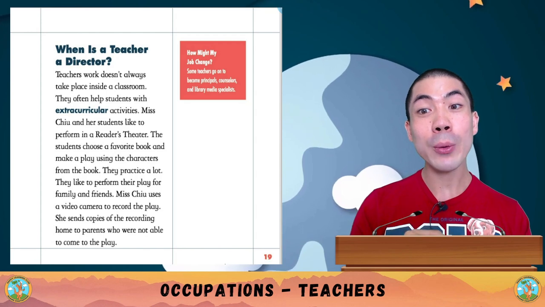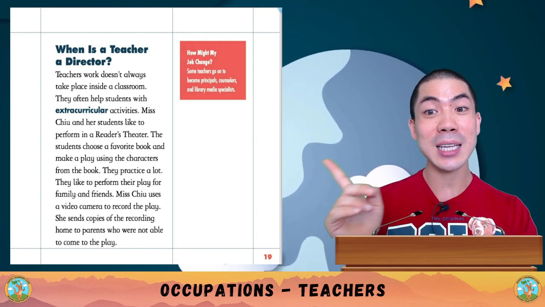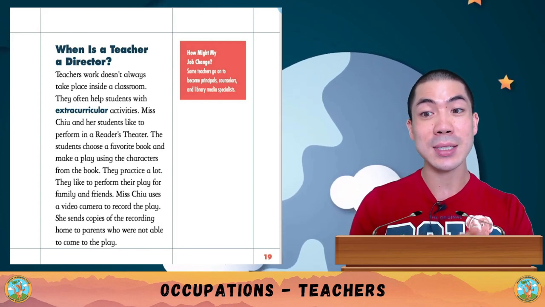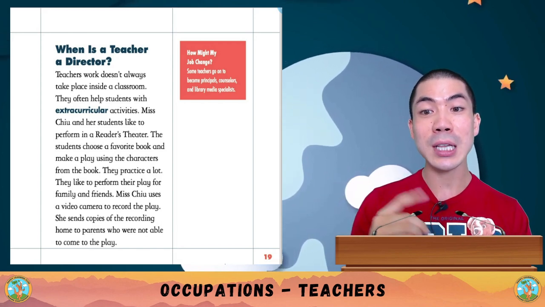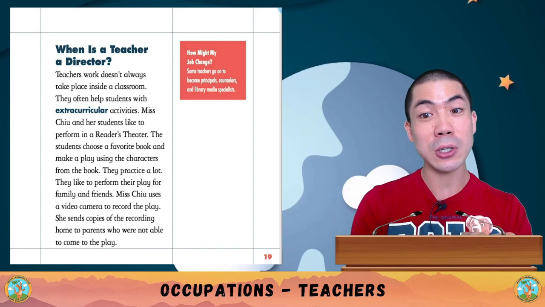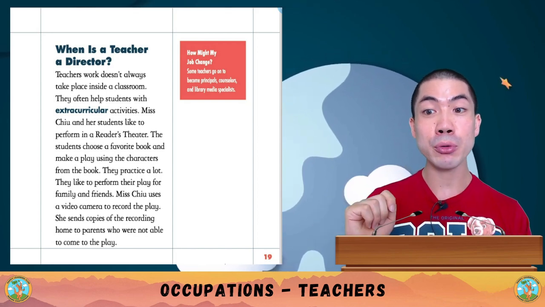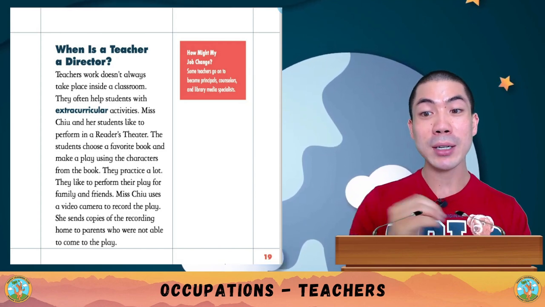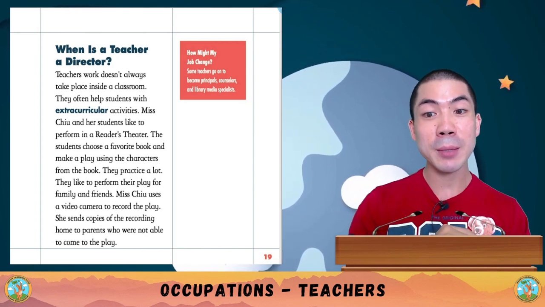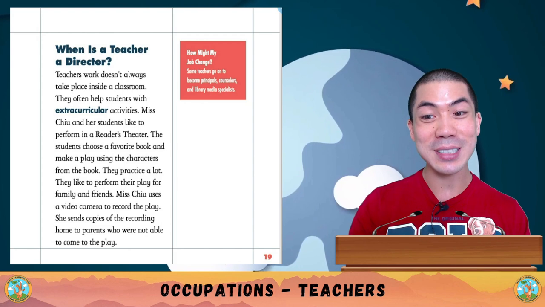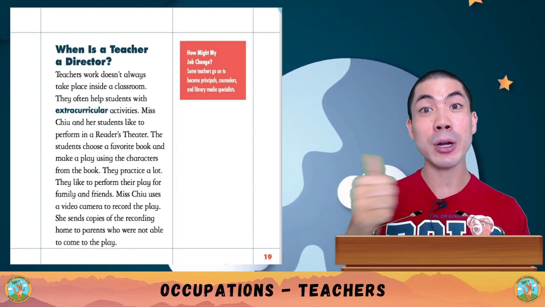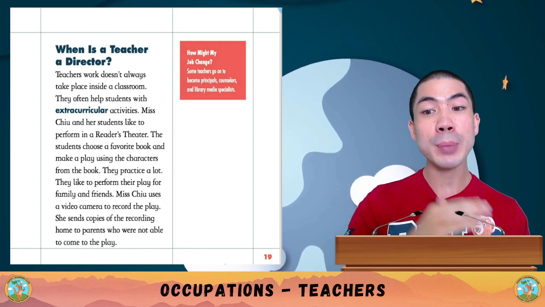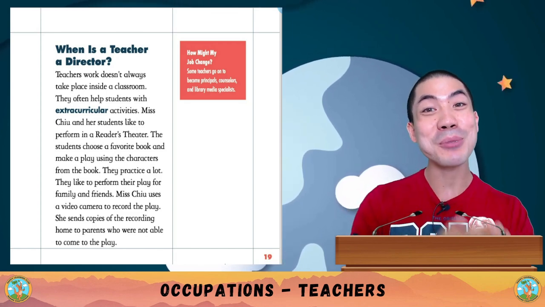Teachers' work doesn't always take place inside a classroom. They often help students with extracurricular activities. Miss Tree and her students like to perform in a reader's theater. The students choose a favorite book and make a play using the characters from the book. They practice a lot. They like to perform their play for family and friends. Miss Tree uses a video camera to record the play. She sends copies of the recording home to parents who are not able to come to the play.